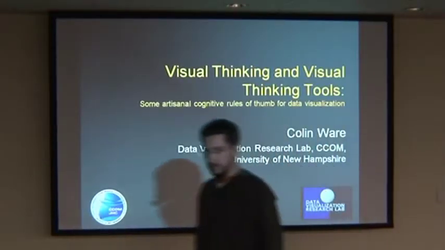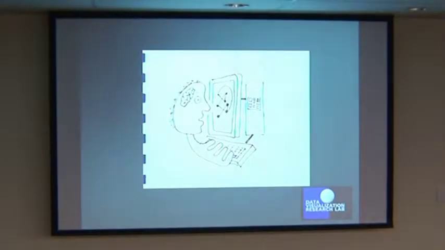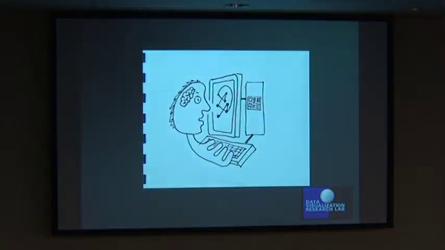So I don't know, for some reason on the notice, I think only my subtitle appeared, but this is my title. I want to talk about visual thinking and visual thinking tools, and particularly what we might be able to say about cognition in a simple way that can help designers design thinking tools.